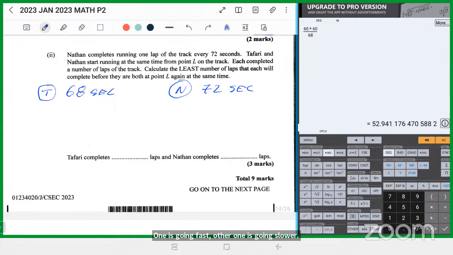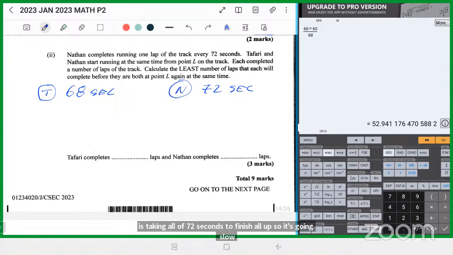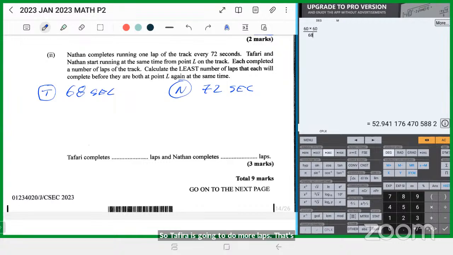Which one going faster? Can't be Nathan going faster, my boss. Sorry. Nathan is taking all of 72 seconds to finish a lap. So he's going slower. So Tafari is going faster. So Tafari is going to do more laps. You understand? He's going to do more. So the number of laps that Tafari is going to do is going to be this number divided by 4.